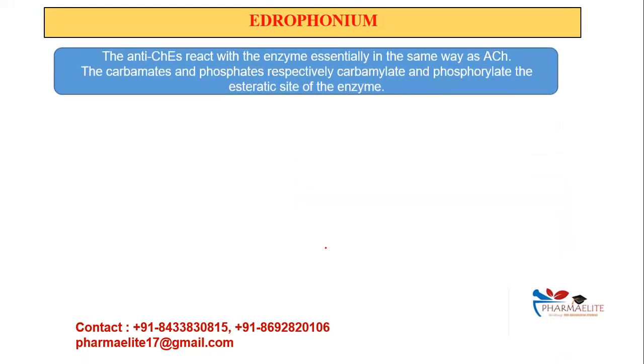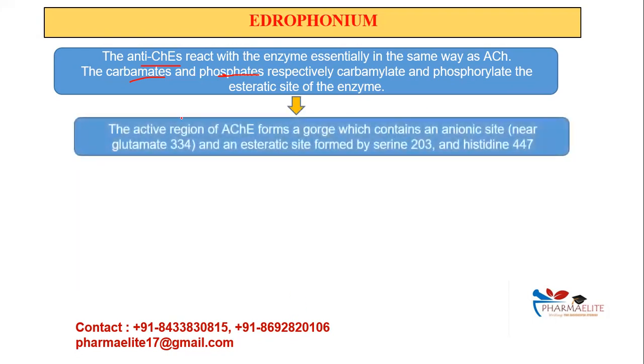Coming on to the next part, the anticholinesterases react with the enzyme essentially in the same way as acetylcholine. जैसे acetylcholine उस enzyme से bind होगा, वैसे ही ये anticholinesterase भी bind होंगे, same way. Just that carbamates will carbamylate the enzyme, phosphates will phosphorylate the enzyme at the esteratic site. Okay. Then if you see the active region, हम लोग ने देखा था, you have this anionic site. ये anionic site is near glutamate. So remember something like GA, anionic site at glutamate.